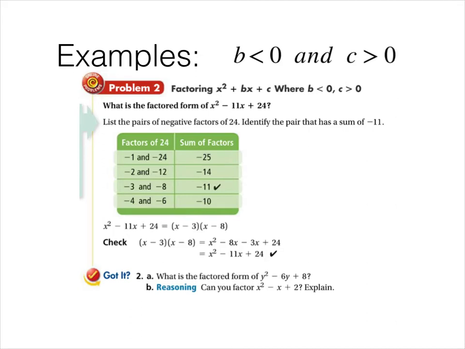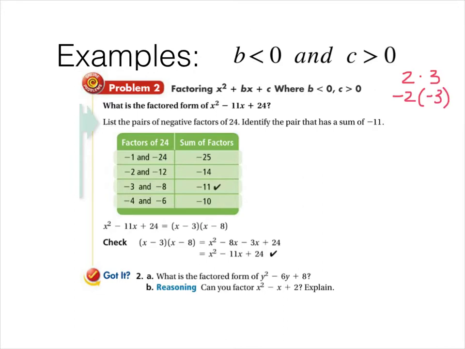Okay, when b is negative but c is positive, let's think about that. A positive product, negative sum. If two numbers multiply to give you a positive, they either have to be two positives, like 2 and 3, or two negatives, like -2 and -3.